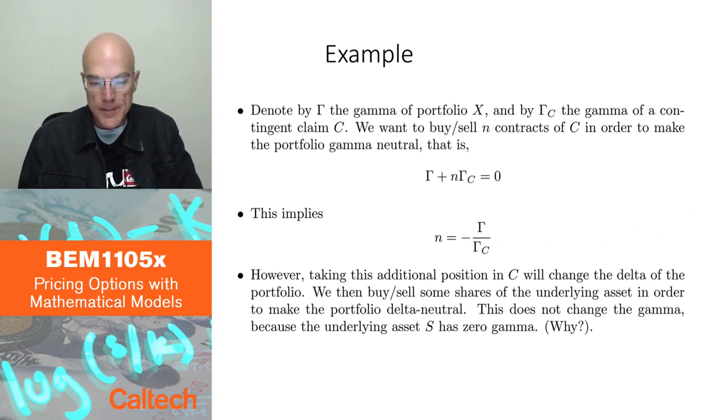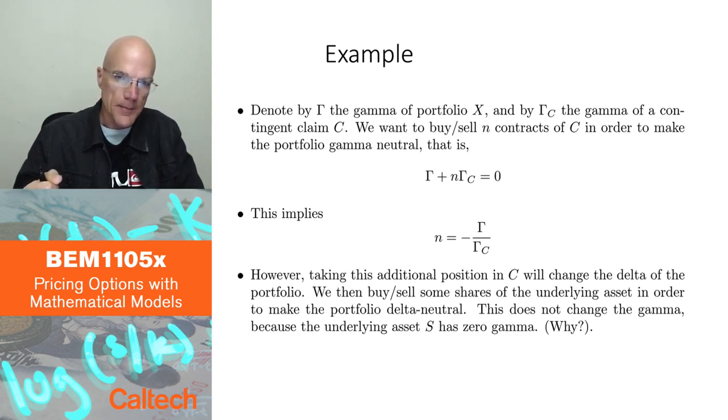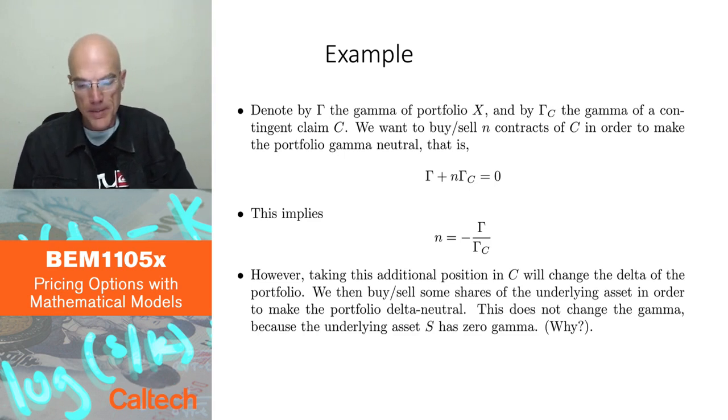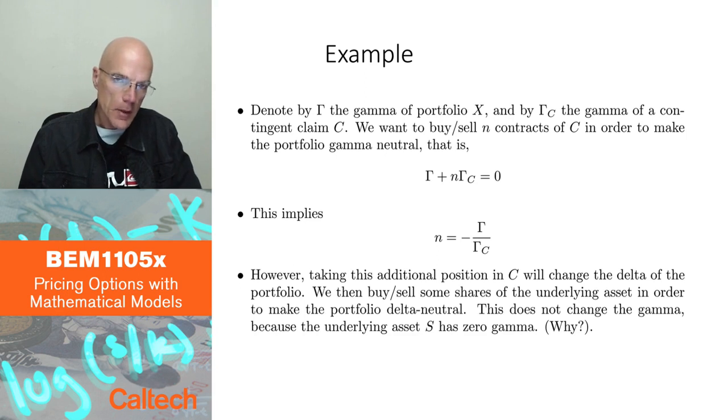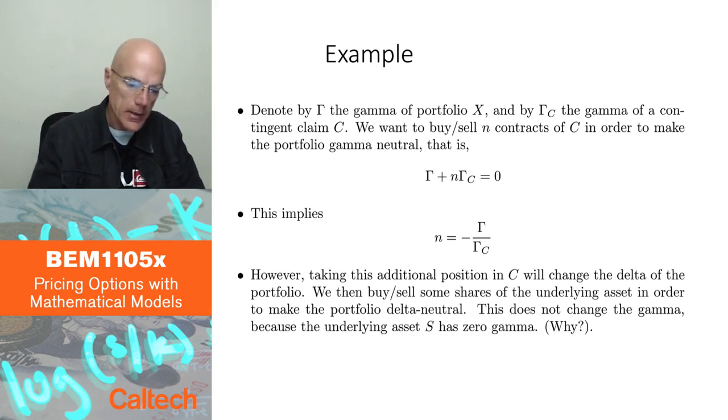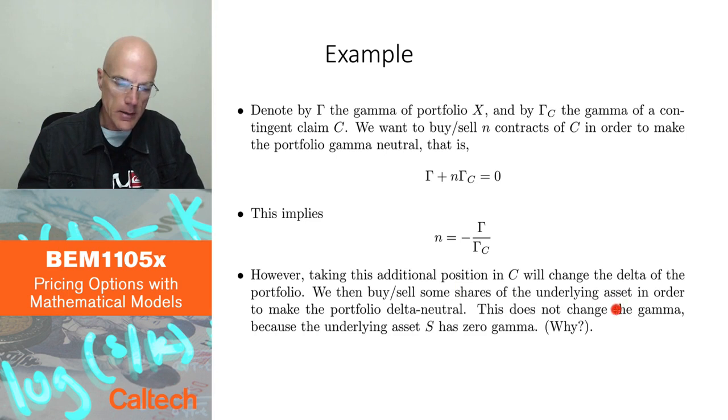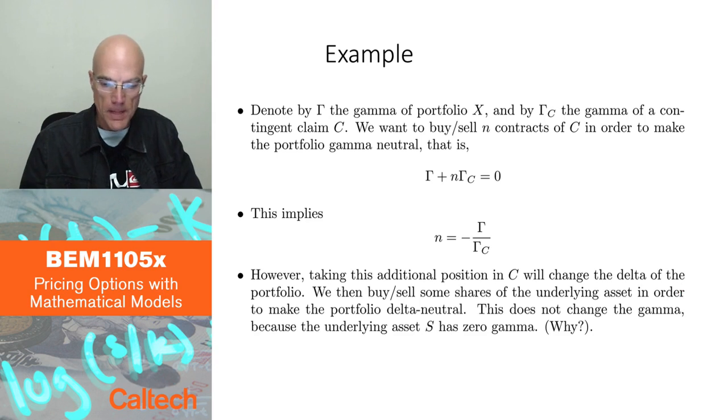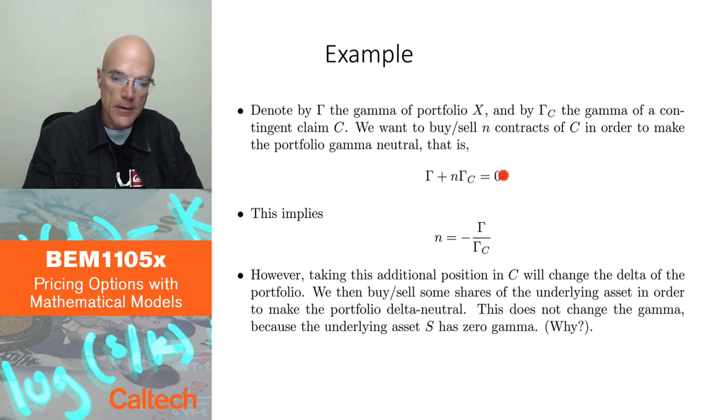Now, if you do that, you took care of gamma, but maybe now you changed your delta. Maybe your delta was 0 or close to 0. Now it's no longer close to 0. Well, that actually is not a big problem, because you can simply buy or sell some shares of the underlying asset so that the new delta becomes 0. And this will not change your gamma again. Your gamma will still be 0. And this is because the underlying asset S has 0 gamma.